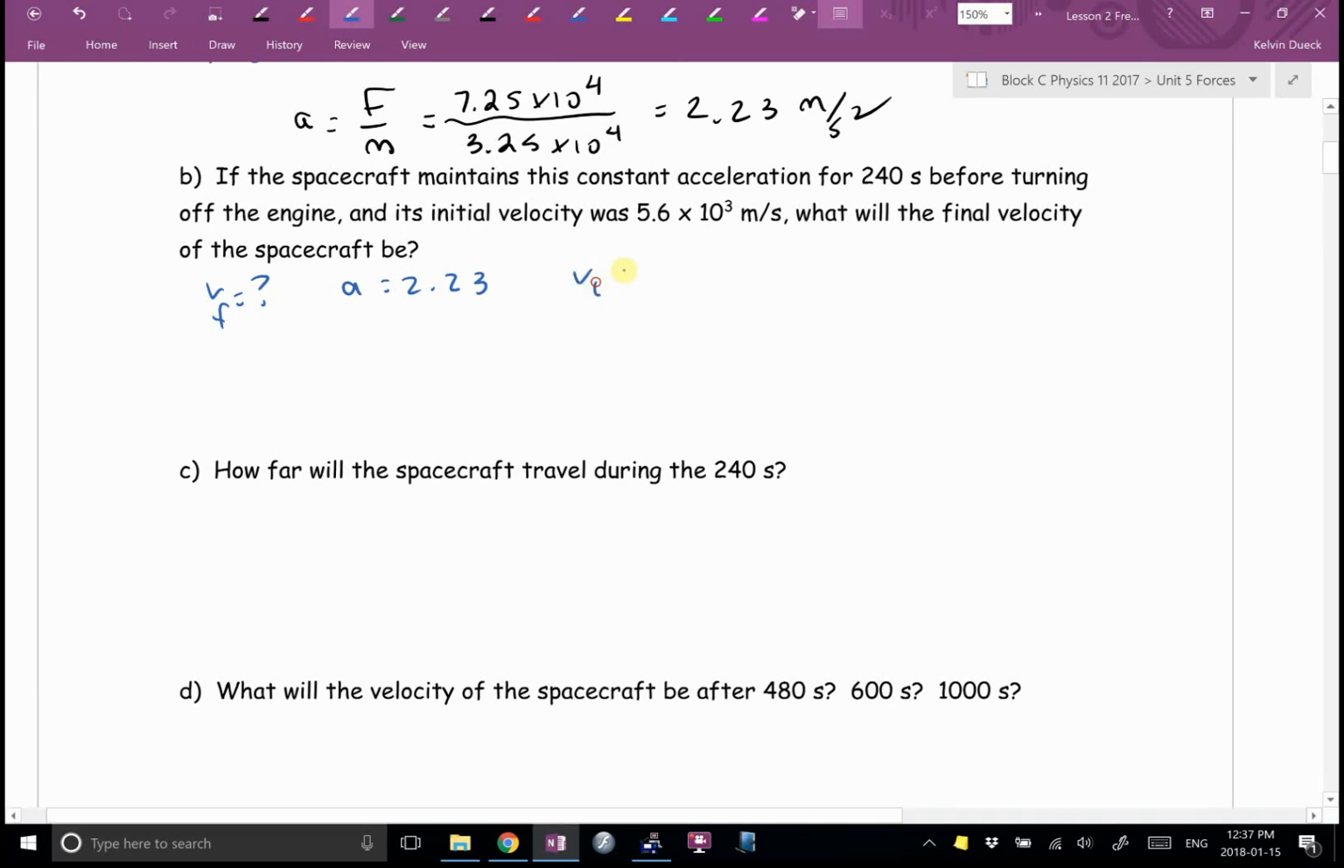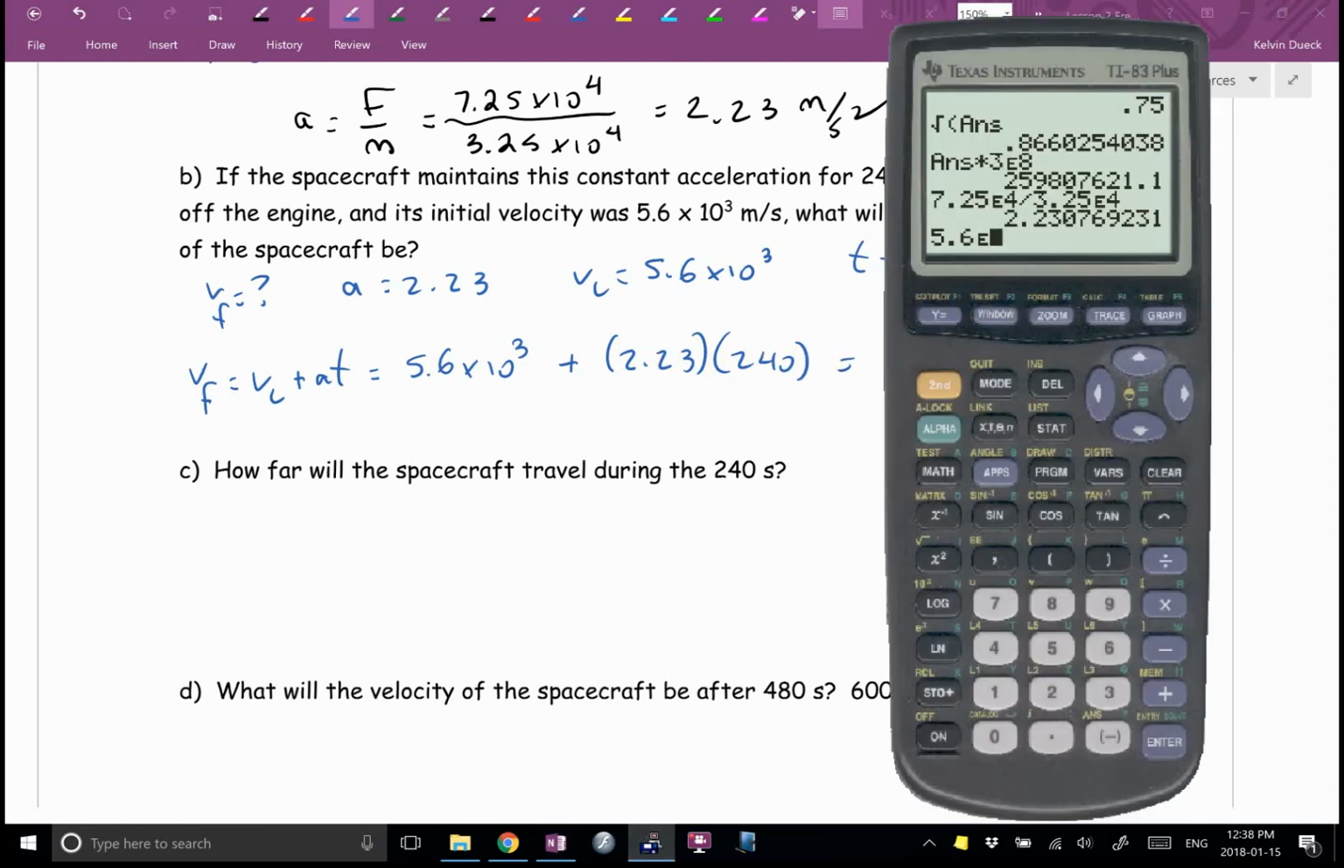Yep. What's that, 240? Help me out. Did you memorize that? Because you're lazy and you got sick of looking it up, which is the only reason you should memorize it. You don't have to. It's on your green sheet, but I love the fact that you pulled. And we already have the VF by itself. So it's going to be 5.6 times 10 to the 3 plus 2.23 times 240.